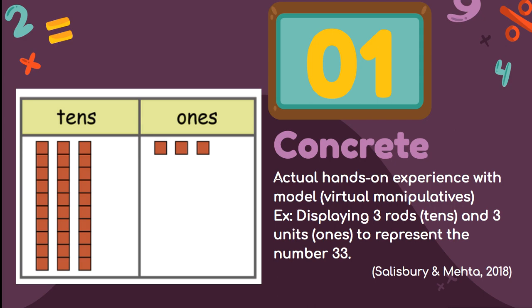Concrete is an actual hands-on experience with the model or a virtual manipulative. So, for example, to represent the number 33, students would display 3 rods that represent the tens place and 3 units that represent the ones place.